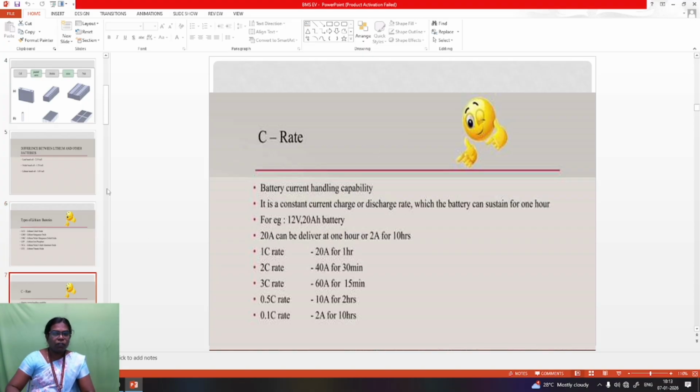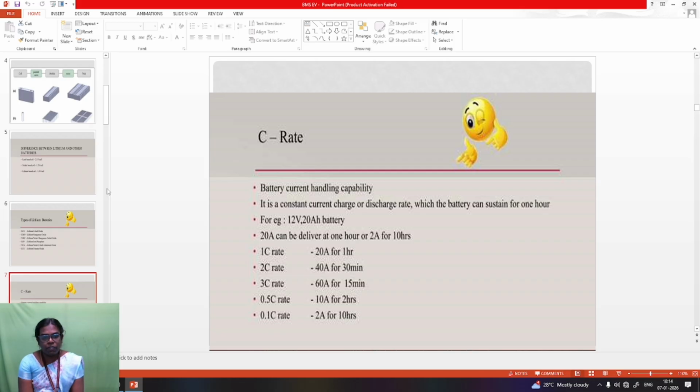And C rate. The charge rate is very important in all batteries, whether lithium or lead acid. That is the battery current handling capacity, and it is the constant current charge or discharge rate which the battery can sustain for 1 hour. For example, take a 12 volt, 20 ampere hour battery. It can deliver 20 amperes for 1 hour, or 2 amps for 10 hours.